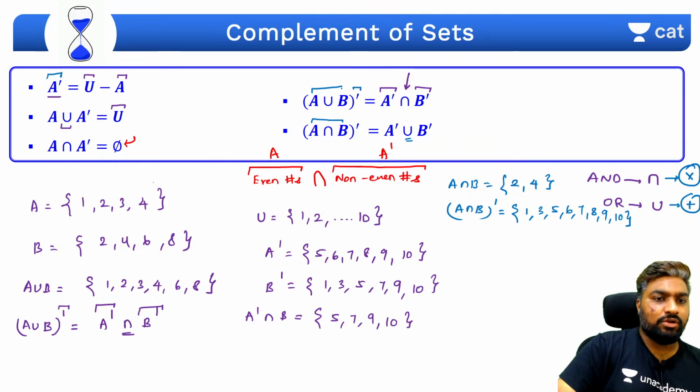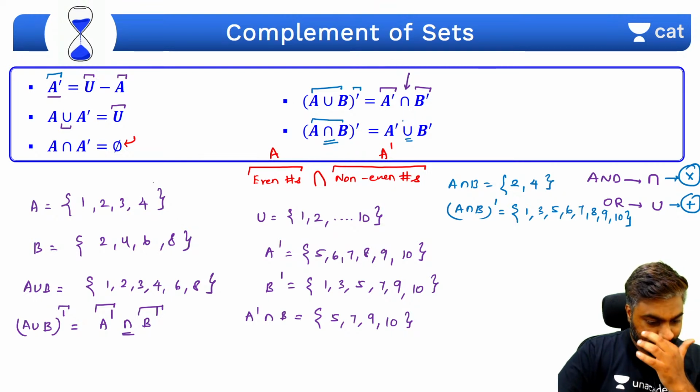Complement of a union set is going to be intersection of complement sets. Complement of intersection set is going to be union of complement sets. Done?